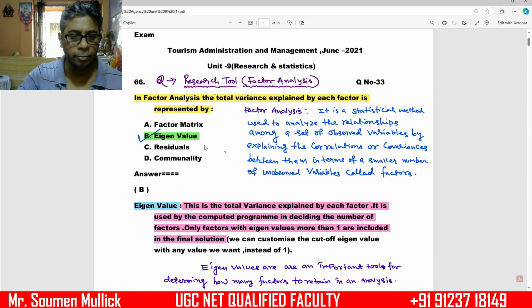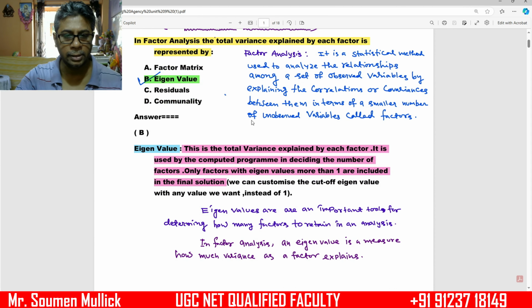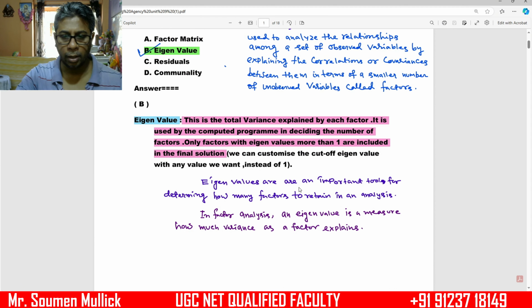So now the question is, what is eigenvalue? Eigenvalues are an important tool for determining how many factors to retain in an analysis. An eigenvalue measures how much variance a factor explains. So, eigenvalue is the total variance explained by each factor. It is used by the computer program in deciding the number of factors. Only factors with an eigenvalue of more than 1 are included in the final solution.